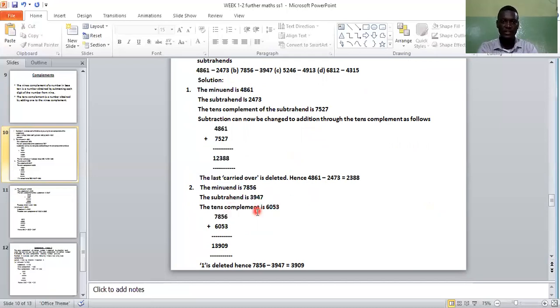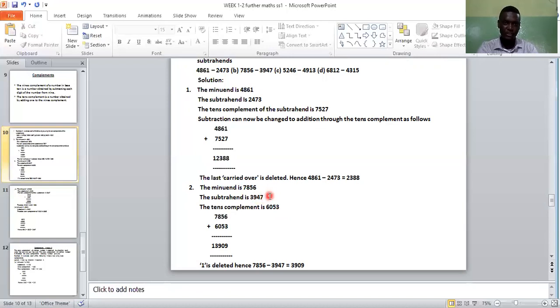So let's go over the second example. Then I believe after the second example, you should know what to do now. So in this question, 4861 minus 2473, our minor end is 4, 8, or sorry, this is our next question. I beg your pardon. 7, 8, 5, 6 is our minor end. 3, 9, 4, 7 is our subtrahend. So if you want to get a nice complement, 9 minus 7, 2, but this is 10's complement already, so that's why you have 3.